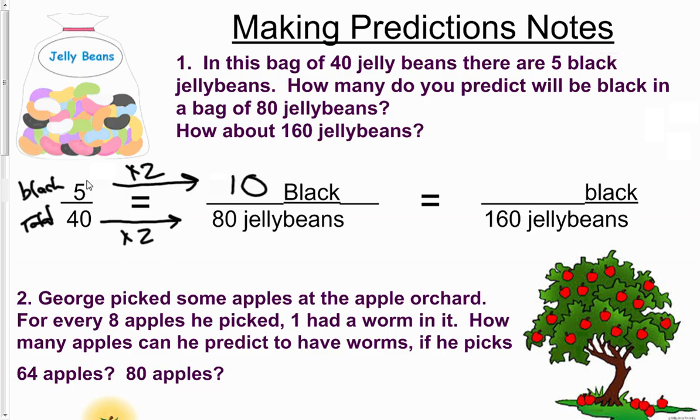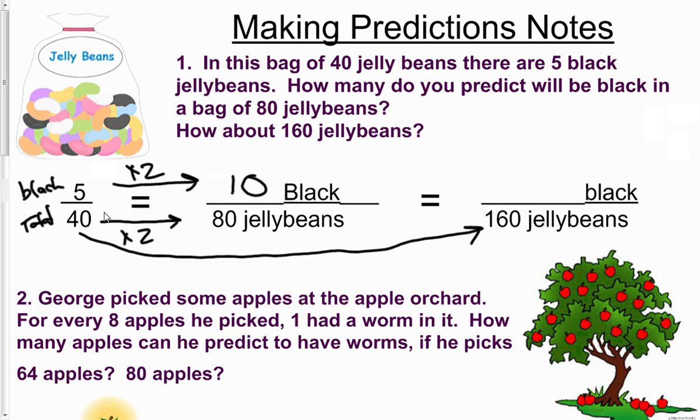So to set this up, you just make your first probability, 5 out of 40, equals, and another fraction bar. Figure out what you do to get from 40 to 80 by multiplying, and 5 times 2 then would be 10. All right, so let's go ahead. What if we had 160 jelly beans? Well, I could start with my 40 again and say, how do I get from 40 to 160?